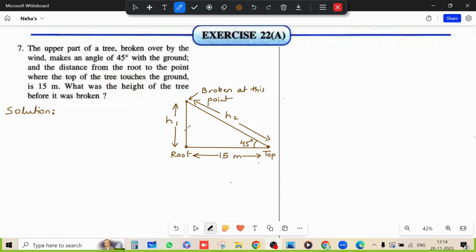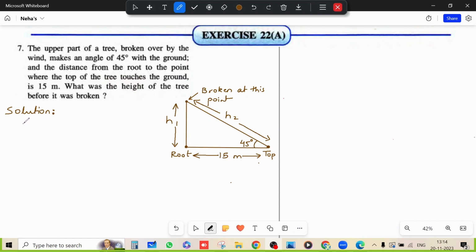So that will be equal to h1 plus h2, because this is the part of the tree that has broken and is now touching the ground. That was also part of the height of the tree. So h2 plus h1 will give us the height of the tree before it was broken. So let us consider this triangle.